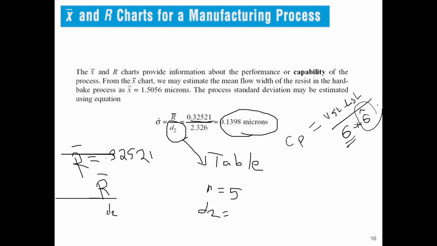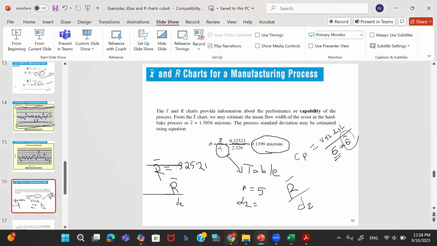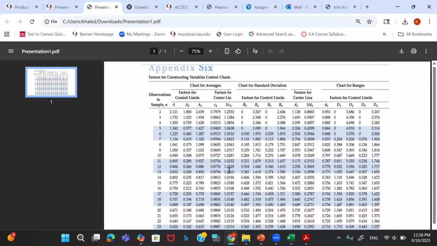So I need the 6, and I need this. How do I calculate the estimated standard deviation? It is equal to R bar, which I already have, divided by D2. D2 is based on the sample size. The sample size here is 5. So I go back to the same chart. That's important: have this chart printed and put it in front of you so you can use it anytime. This is my D2, you see? I use this to calculate the standard deviation, 2.326.